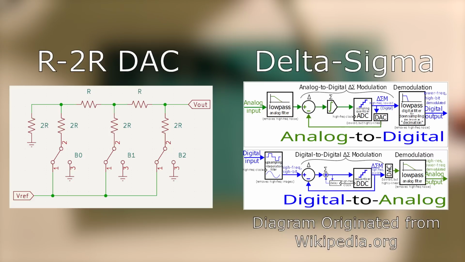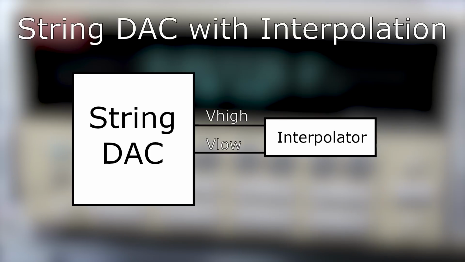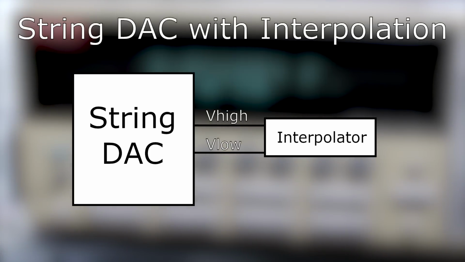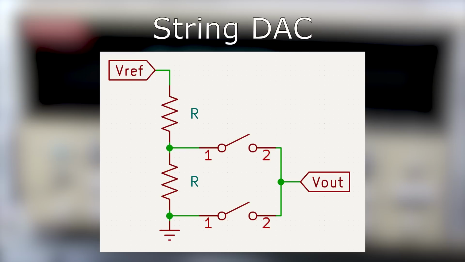There are quite a few more DACs, but there is one in particular that I'd like to focus on today. Let me introduce to you a string DAC with interpolation. Okay, before we talk about the interpolation part, let's make sure that you understand what a string DAC is. A string DAC is probably the simplest DAC that there is.